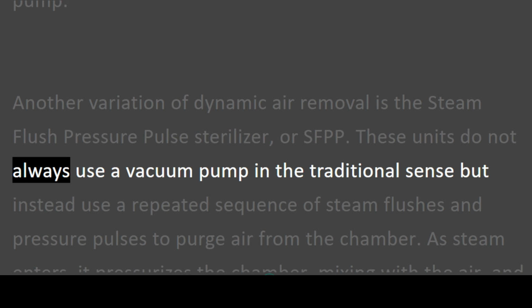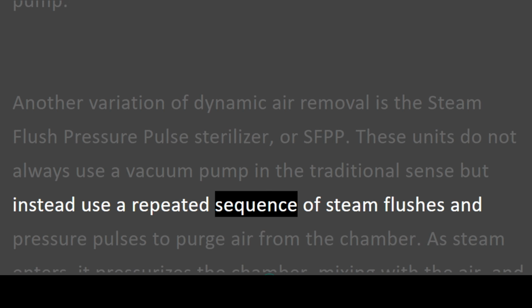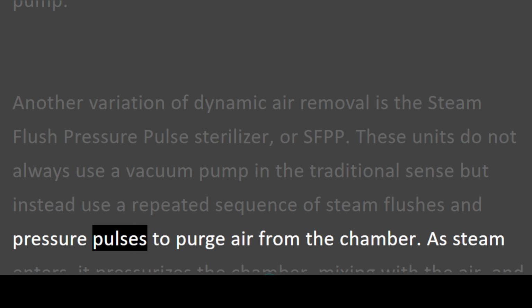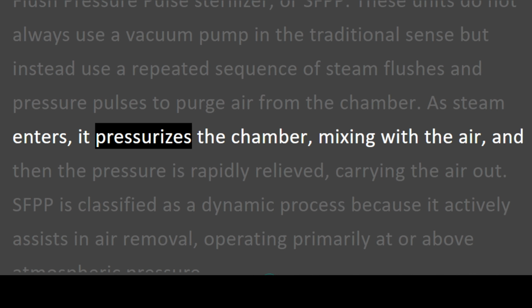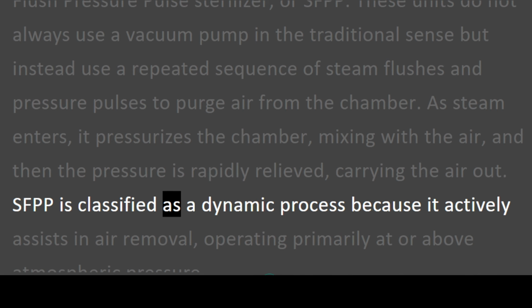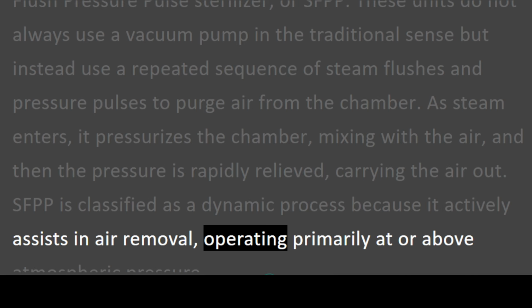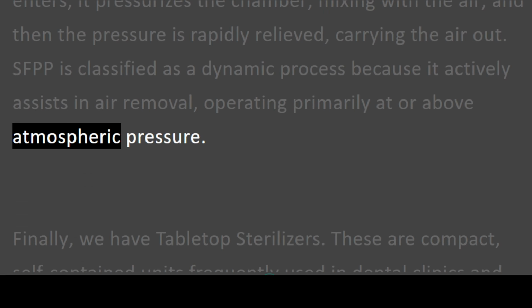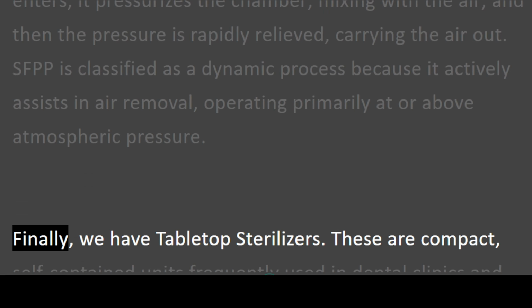These units do not always use a vacuum pump in the traditional sense but instead use a repeated sequence of steam flushes and pressure pulses to purge air from the chamber. As steam enters, it pressurizes the chamber, mixing with the air, and then the pressure is rapidly relieved, carrying the air out. SFPP is classified as a dynamic process because it actively assists in air removal, operating primarily at or above atmospheric pressure. Finally, we have tabletop sterilizers.